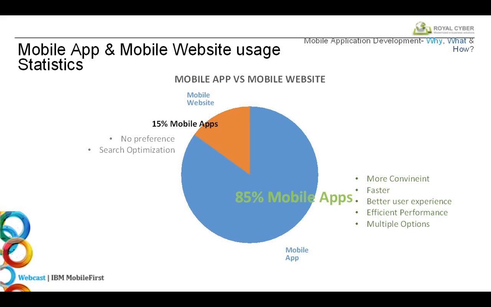But the biggest advantage of mobile apps is that the user may have a long and trusted relationship with the app, which is already deployed on their mobile. So it actually provides more convenience to users, faster responses, better user experience, and multiple options, which helps to provide a complete compact service.